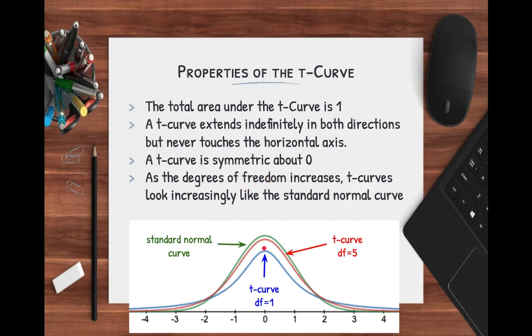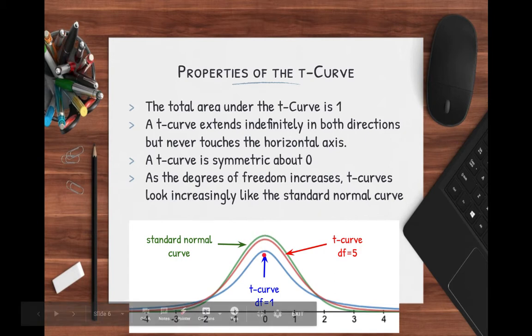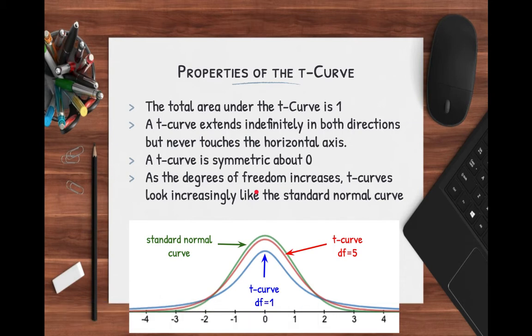So as we start with 1 degree of freedom, you notice the green one is your normal curve. The blue is your t-curve with 1 degree of freedom. And if you notice, it doesn't follow the 3 standard deviation rule. A lot of the data is within 3 standard deviations, but there's still quite a lot that's going to be under that curve after 3 standard deviations.